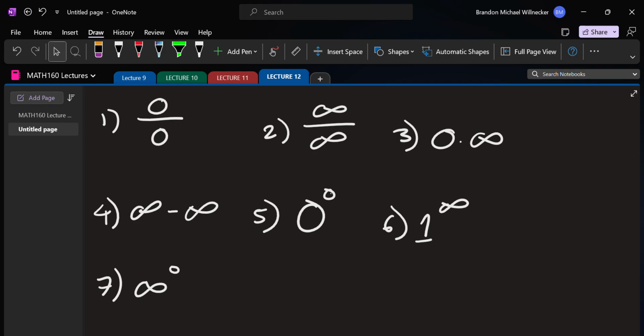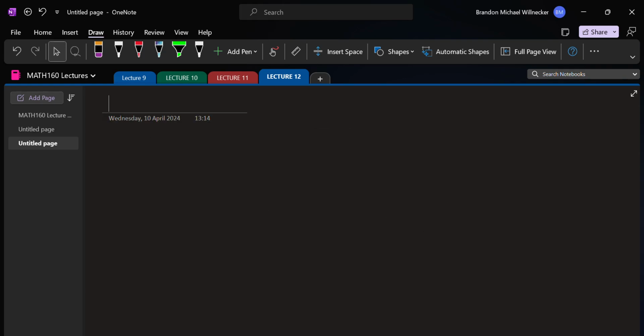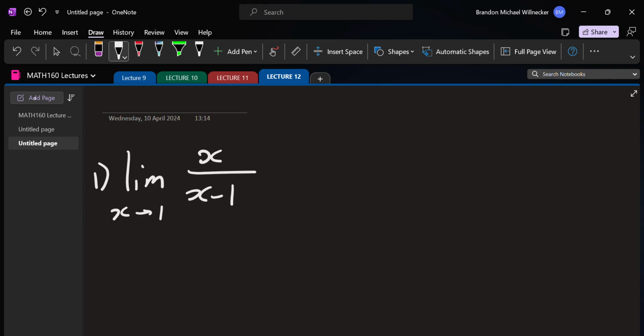Okay, let's have a look at some examples with these, and I'll show you how to spot which one it should be. Okay, so number 1, we have the limit as x goes to 1 of x over x minus 1 minus 1 over the natural log of x. Okay, so here we've got the difference of two things.